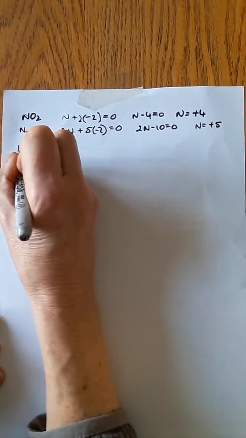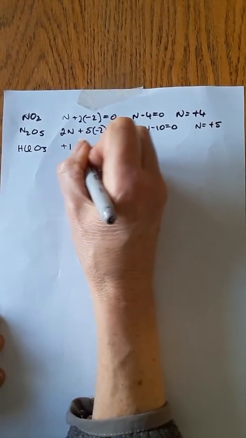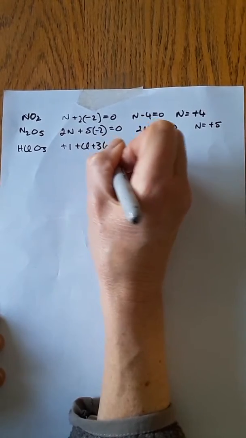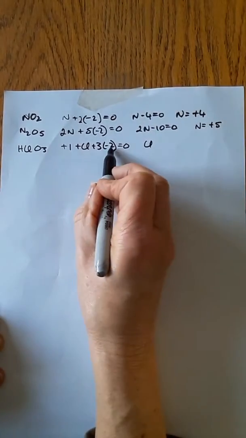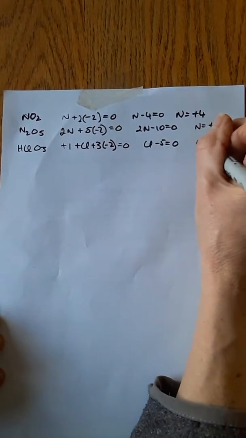If I look at HClO3 and look at the oxidation states of each element here, hydrogen is +1. Chlorine I'm not too sure about. I've got 3 oxygens or 3 -2s. Overall charge on that compound of 0. So this will give me chlorine - 6 plus 1 is -5. So chlorine - 5 has an overall charge of 0. Chlorine must be +5 in this particular case.